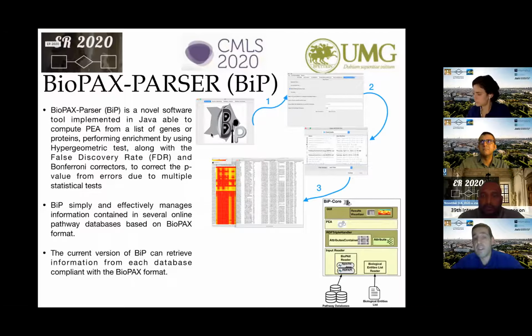Here there is a simple workflow of use of BiP. From the main menu, you can choose the pathway enrichment analysis tab, set the information, choose the pathway database and the input list of genes, and after, BiP provides the enriched pathways by using that database and that list.